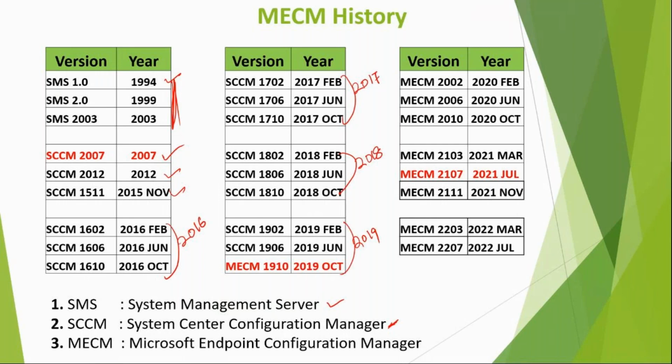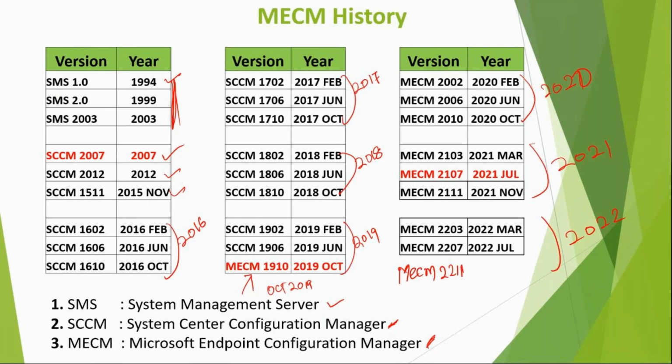But from 2019 onwards, they changed the name again from SCCM to MECM, Microsoft Endpoint Configuration Manager, and this happened in the month of October 2019. Okay, MECM, Microsoft Endpoint Configuration Manager. Three versions were released in the year 2020, three versions in the year 2021, and versions were also released in the year 2022. In 2022, Microsoft released 2203, 2207, and 2211.